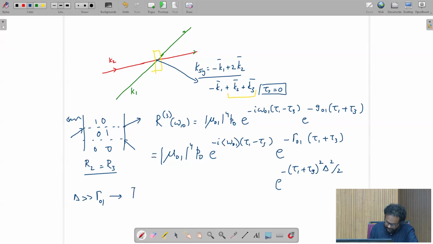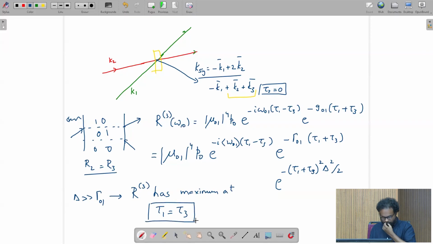I expand this out a bit. You will see that R3 has a maximum at tau 1 equal to tau 3. Basically, the broad distribution of frequencies rapidly dephases during tau 1, but then rephases during tau 3. Don't understand it? Hold that thought.